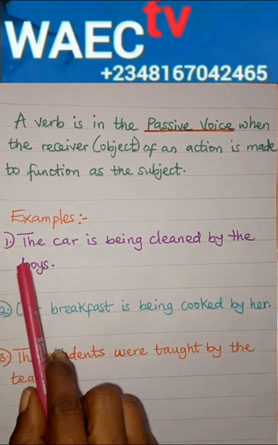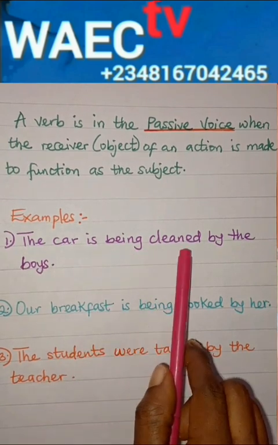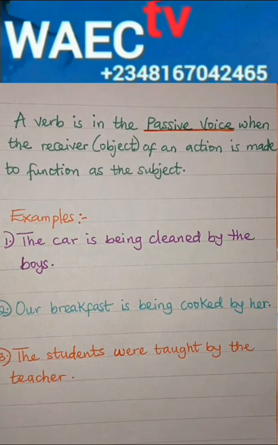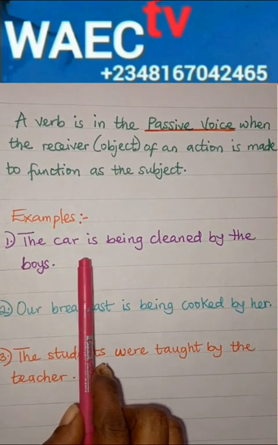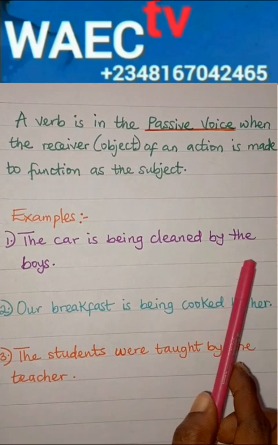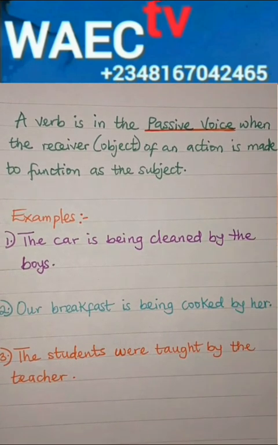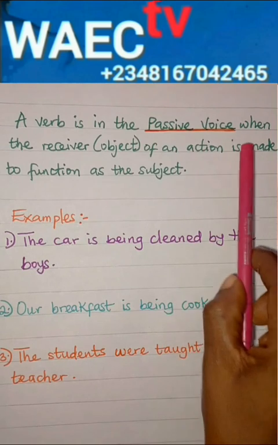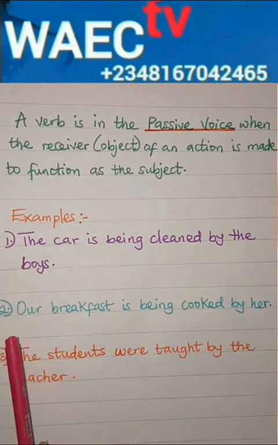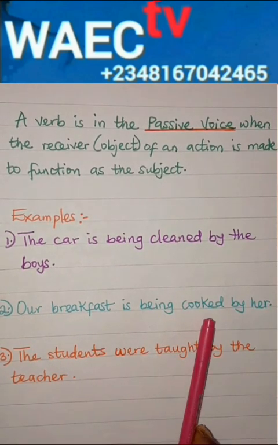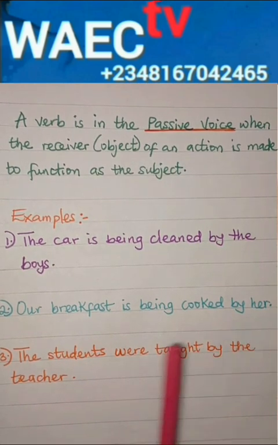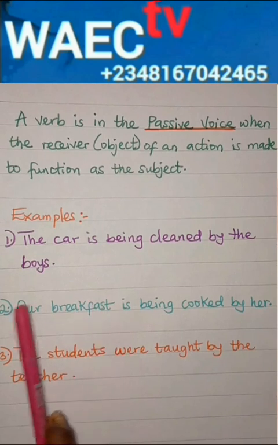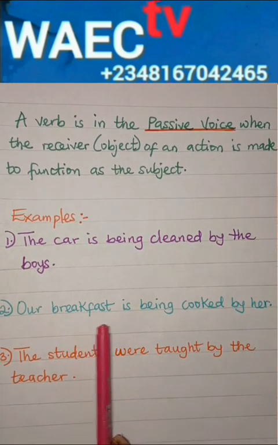Number 1, the car is being cleaned by the boys. This time around, the car is in the subject position. Then the boys are in the object position. That is a passive voice. Number 2 example, our breakfast is being cooked by her. Our breakfast is in the subject position, while her is in the object position.